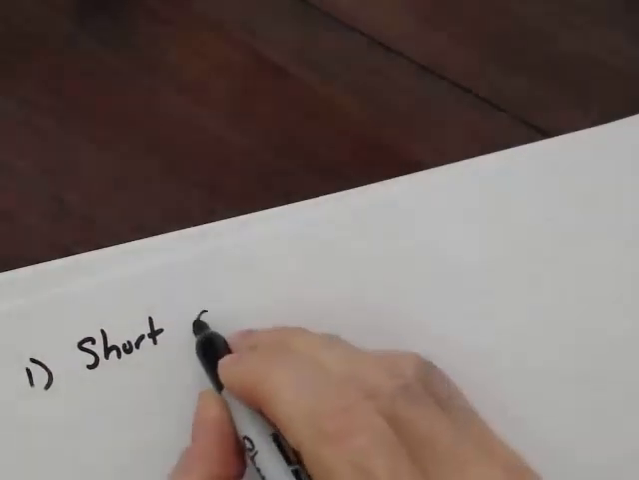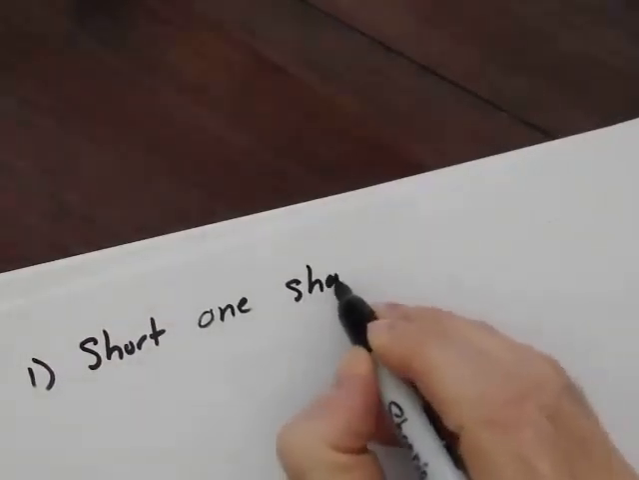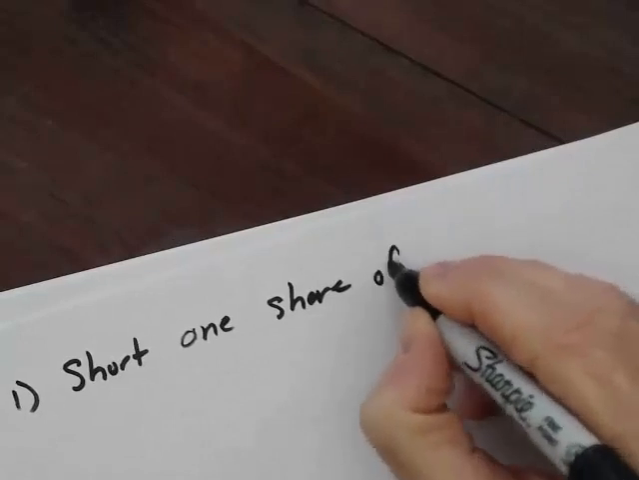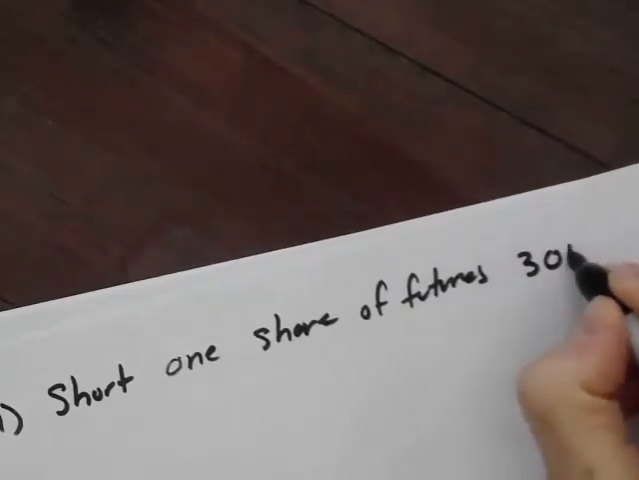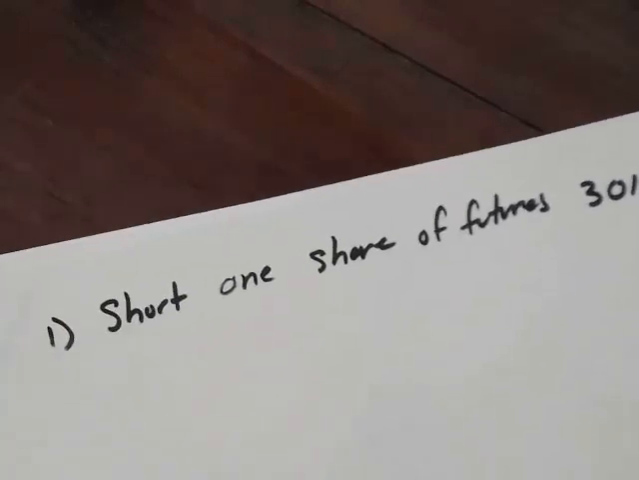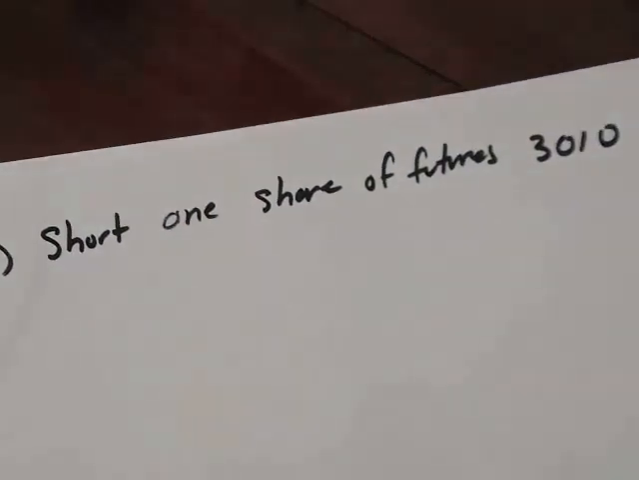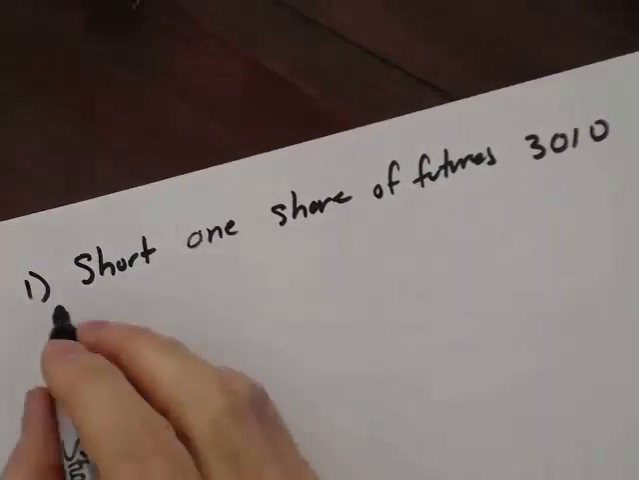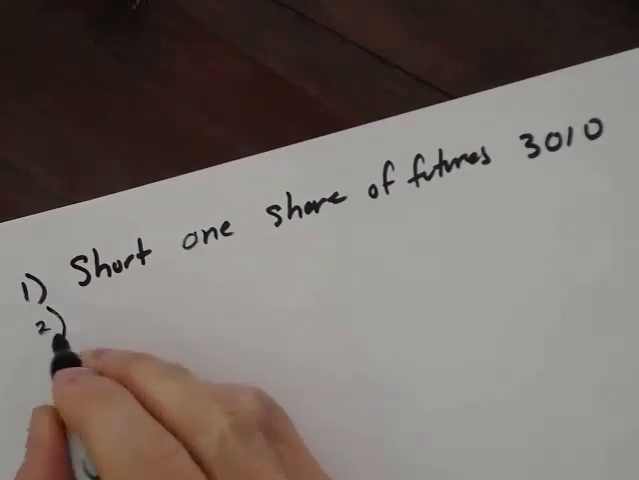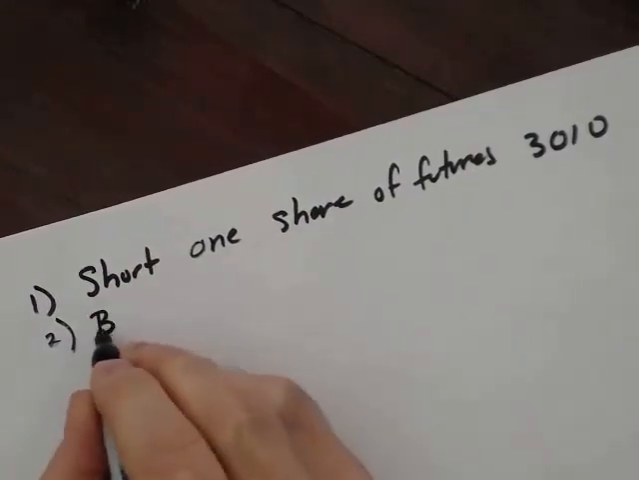You're going to short one share of the futures. And that will be for $3,010. Okay, short one share of the futures. Back this out a little bit more so you can see better. Okay, there we go. Now, the second step will be buy. Now, here's a tricky part.